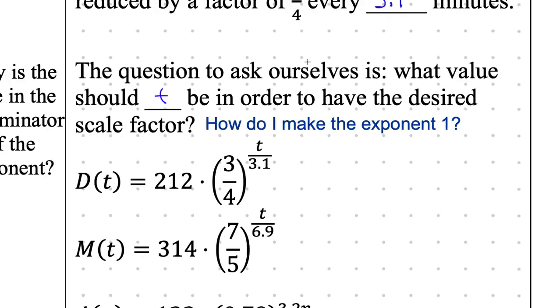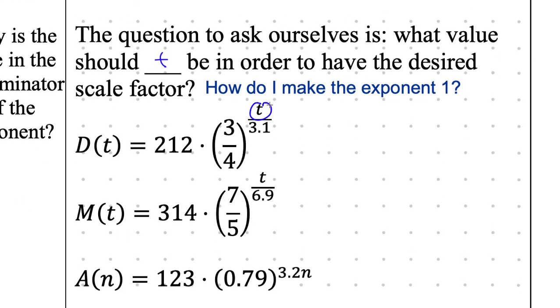And I mean, it's the same answer, right? What value of t would I plug in in order to make this value right here 1, and therefore make this scale factor 3/4? And the answer is, oh, we'll just make sure that if t is equal to 3.1, then I'll get 3.1 over 3.1, which is equal to 1. And I have achieved my goal of making the exponent 1.